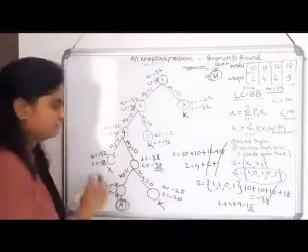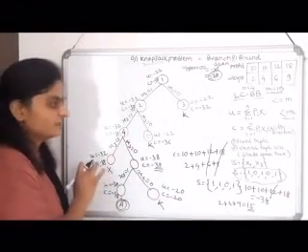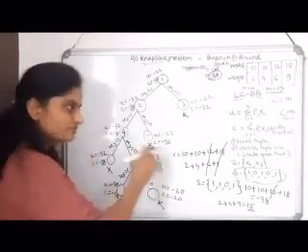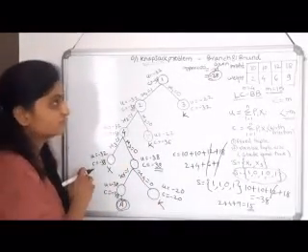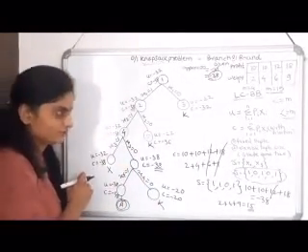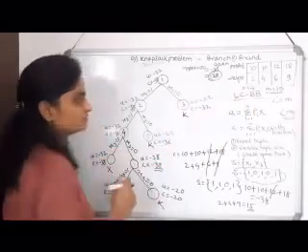And in this state space tree, we use the fixed tuple size method for solving this 0/1 knapsack problem using LCBB, least cost branch and bound.